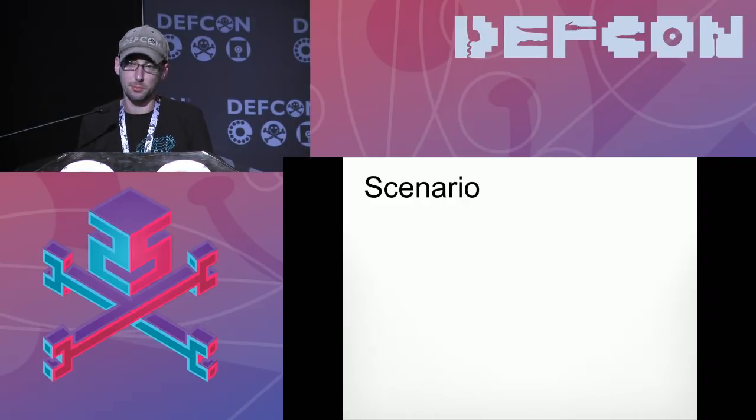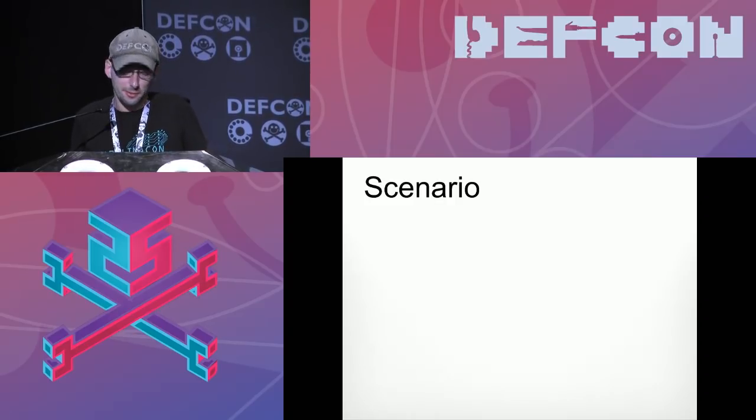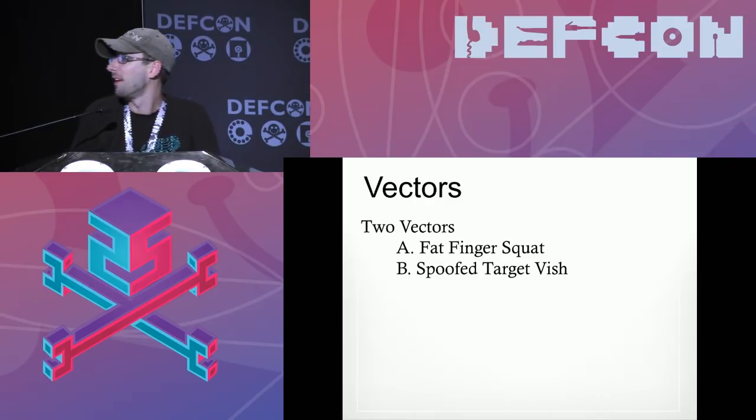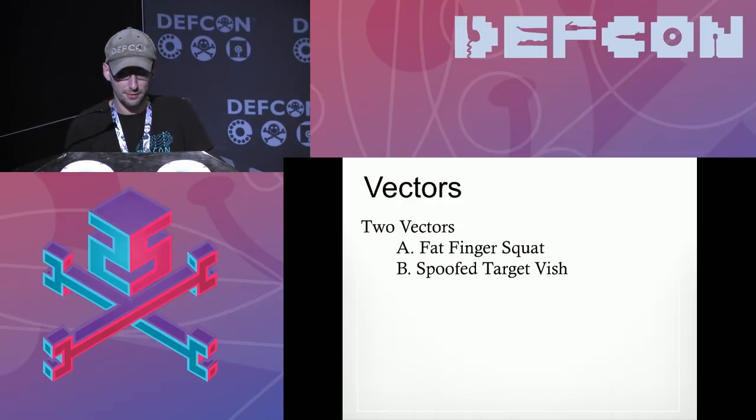So I had this idea from some previous things we've done to kind of do a man in the middle. And I didn't have any idea if it would work, but I kind of had a hunch that it would. And so I worked on that, and it's nothing new from an attack perspective, but it sure beats sitting there and dialing numbers all day. So what happened was I came up with two vectors for it, and we call the first one the fat finger squat, and then the second one's the spoof target bish. And the first one, anybody who's familiar with crank callers or pranksters will kind of know this one. And then the spoof target bish is really just an extension of that.